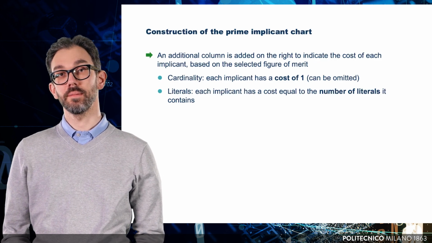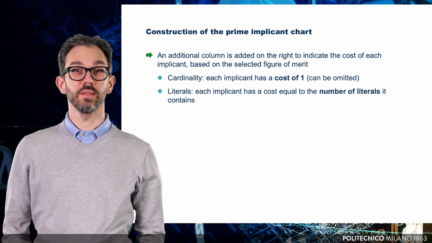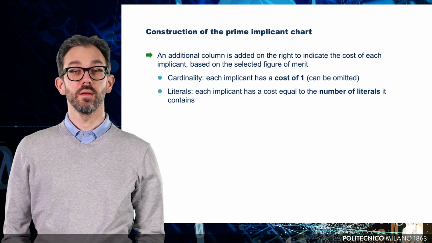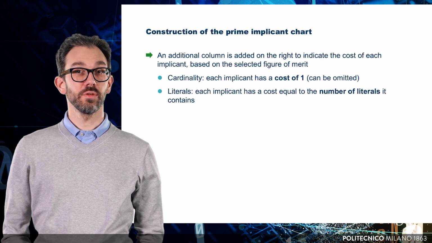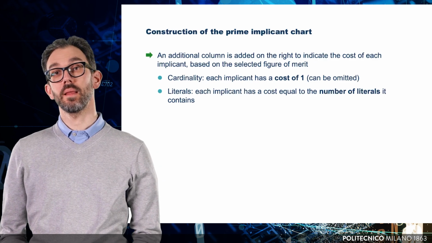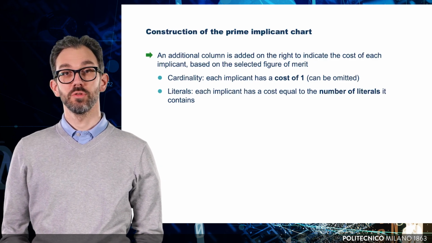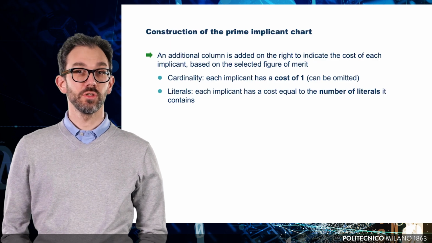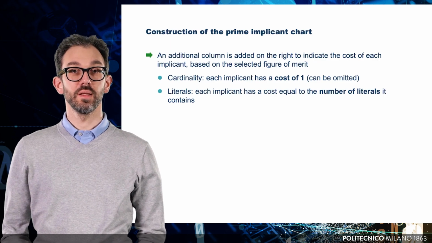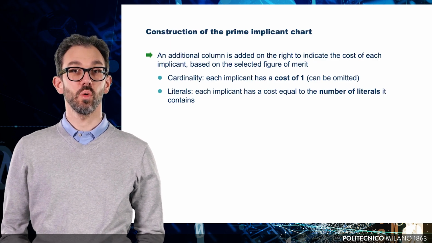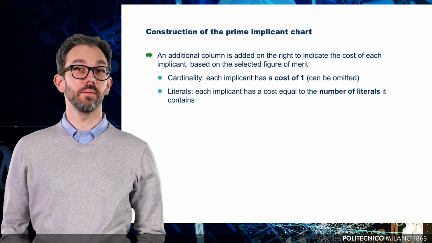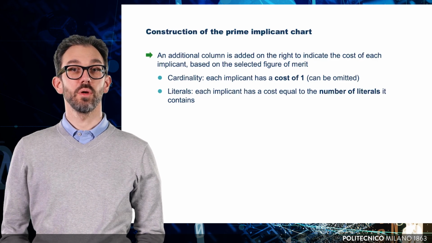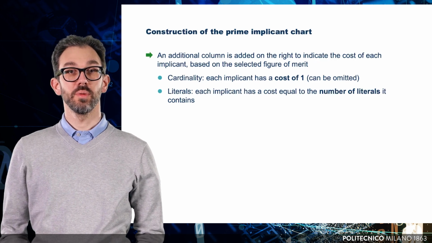As already commented, in this course, we consider two figures of merit, the cardinality and the number of literals. If the cardinality is used as the cost metric, we assign a cost of 1 to each prime implicant, regardless of its complexity. If we choose to use the number of literals, each prime implicant is assigned a cost equal to the number of literals it contains. Finally, when the cardinality is used, all rows in the table will, by definition, have the same cost. Therefore, the cost column can be omitted without loss of information.